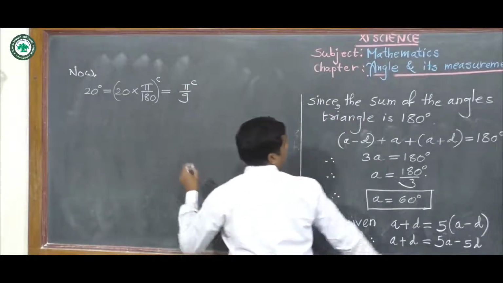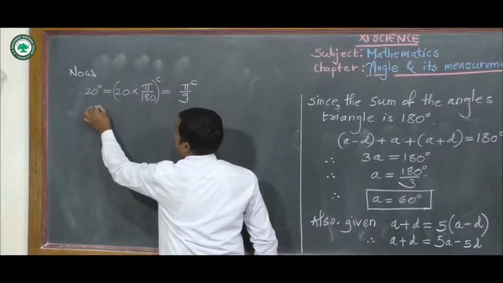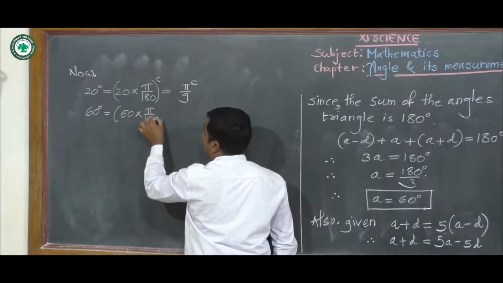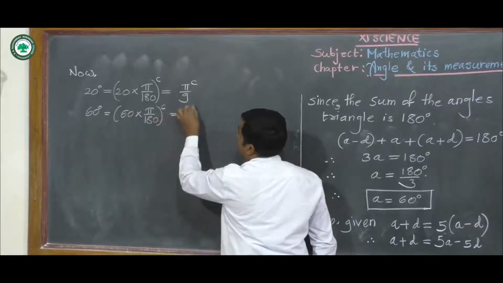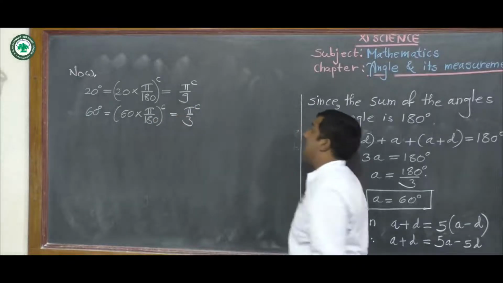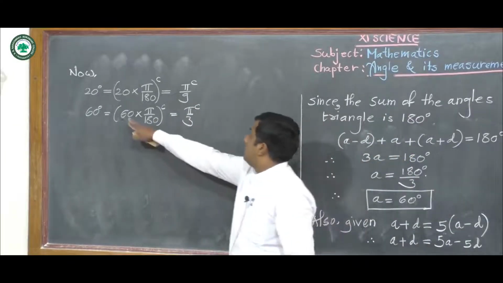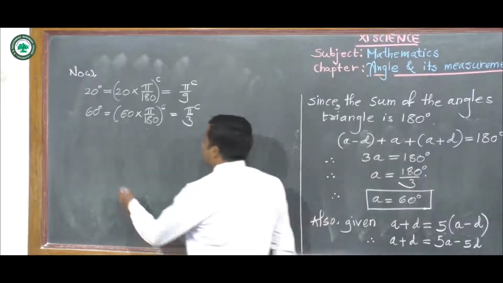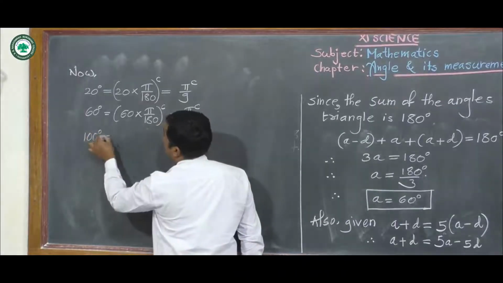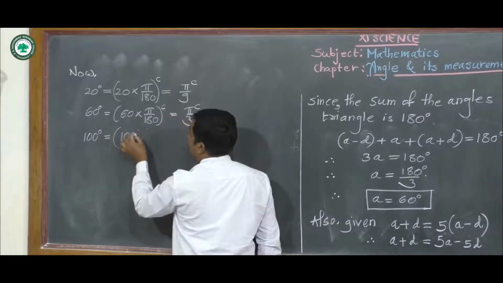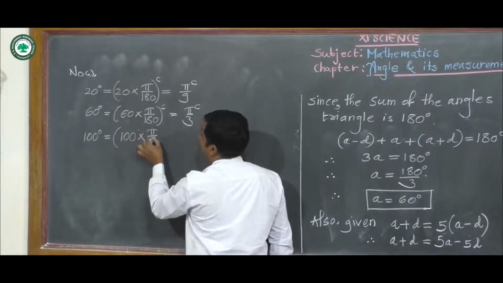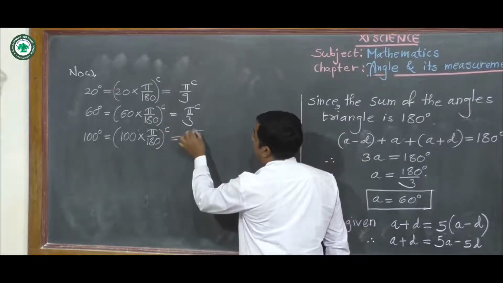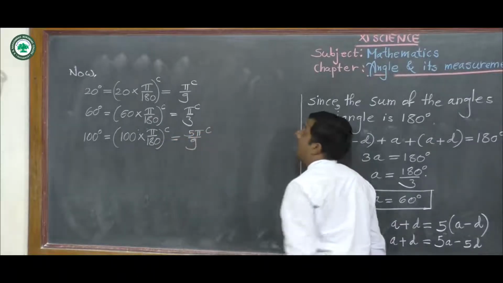Next one is 60 degrees. So 60 degrees is equal to 60 into pi by 180. This is in radians and is equal to pi by 3 radian, since we know 60 upon 180 is 1 upon 3. And in last, 100 degrees is given, is equal to 100 into pi by 180. This is in radians, and here we get 5 pi by 9 radian.